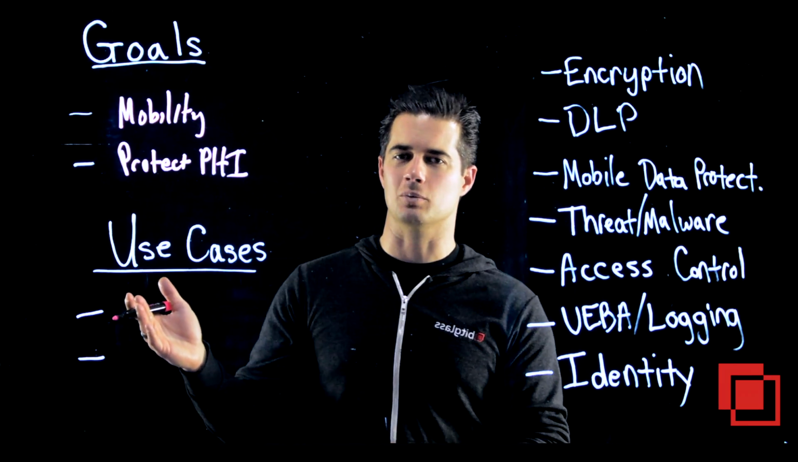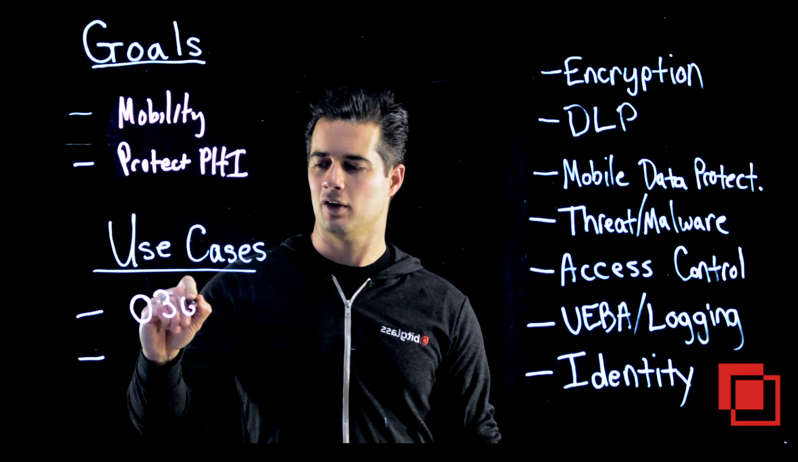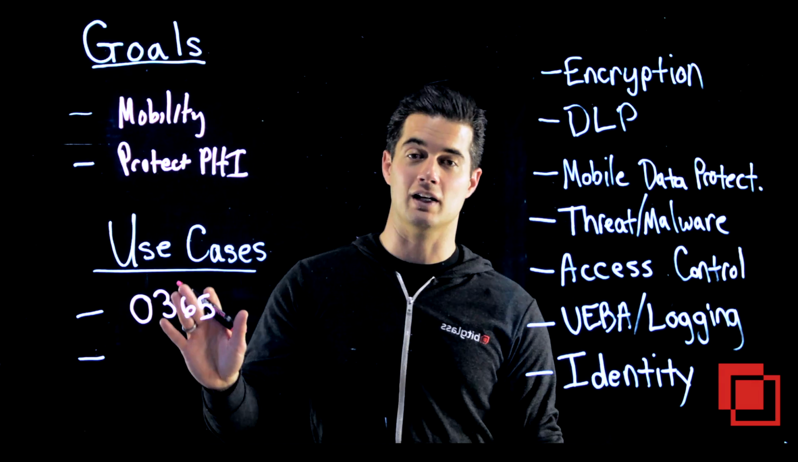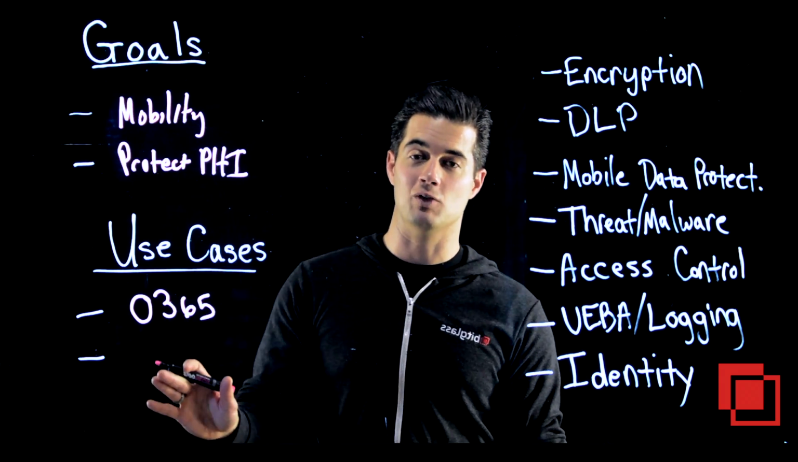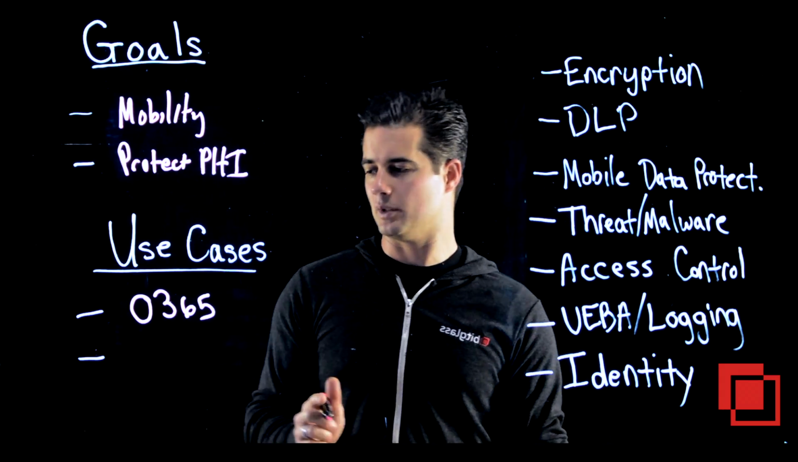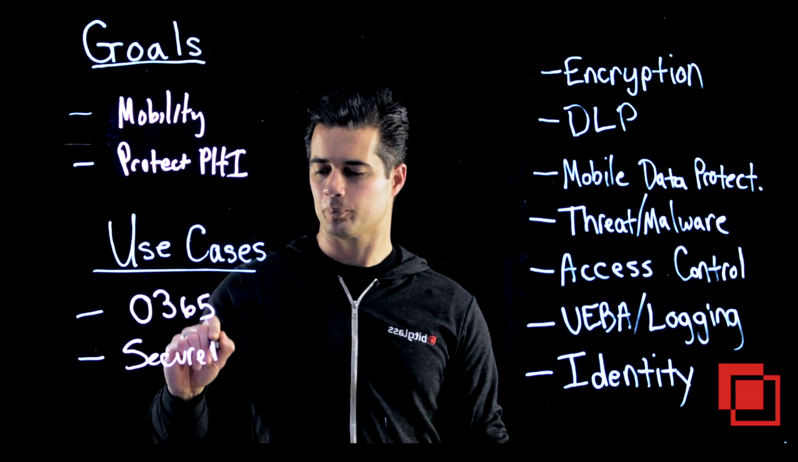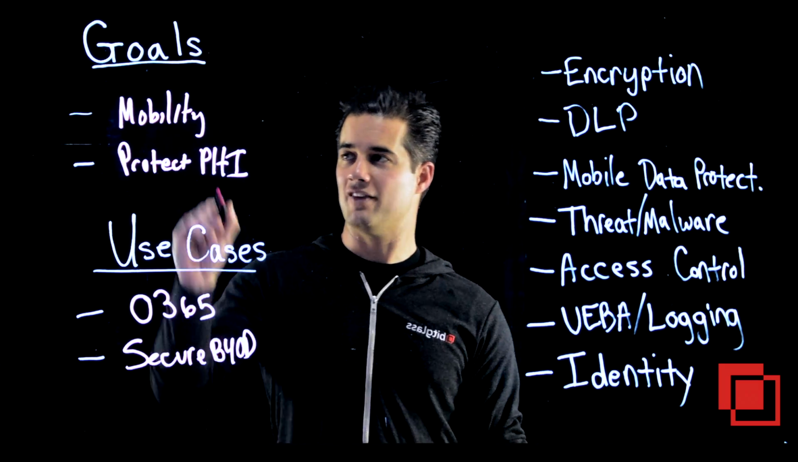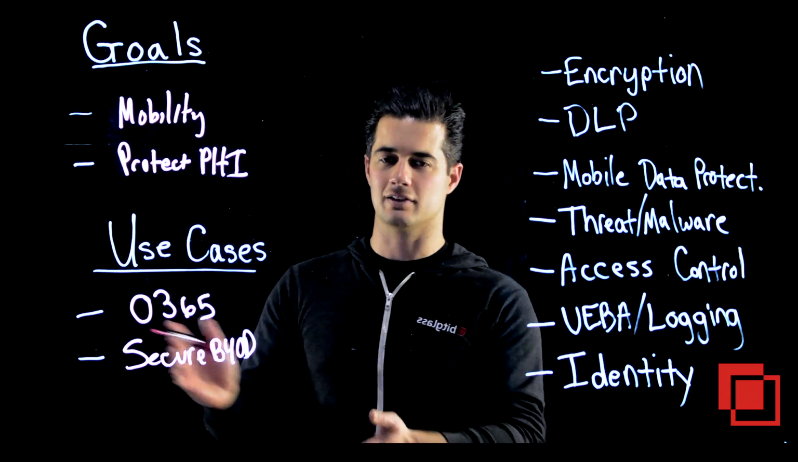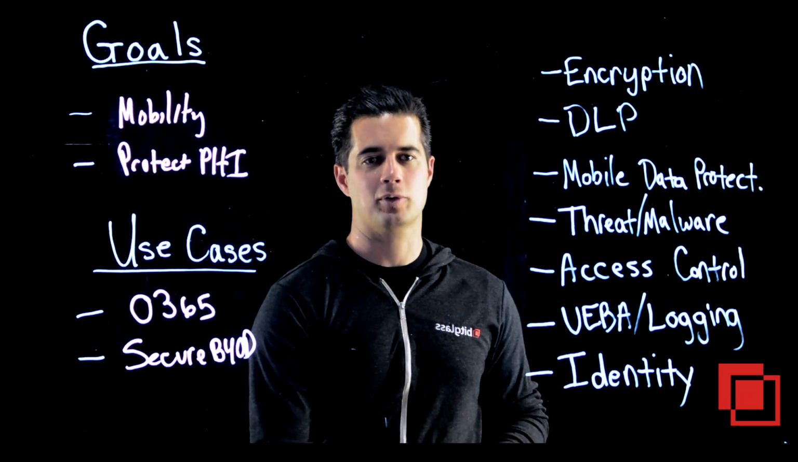What are the main use cases we're seeing in healthcare with these goals in mind? Number one is the move to Office 365. Healthcare organizations across the United States and across the world are moving to Office 365 very rapidly, adopting this application more commonly than any other app out there in the public cloud domain. And then the second key use case is secure BYOD. Obviously, if we're going to have a highly mobile workforce, a lot of these folks are not actually employees of these organizations. Securing PHI data as it moves down to unmanaged mobile devices is absolutely critical.